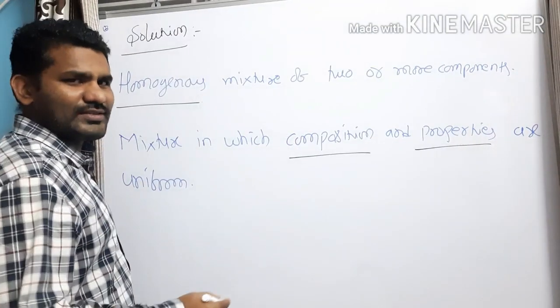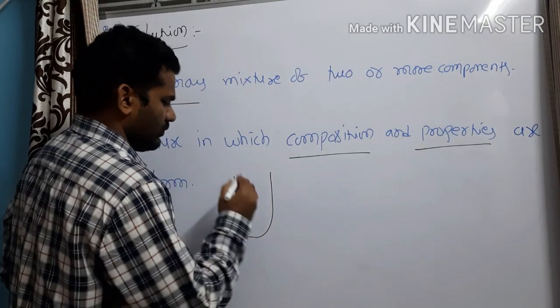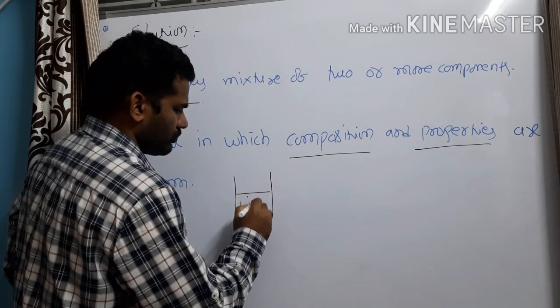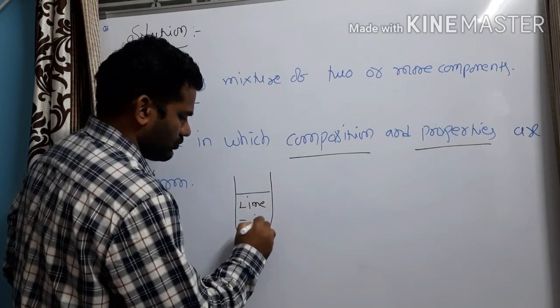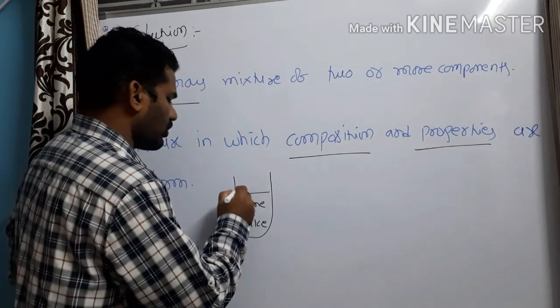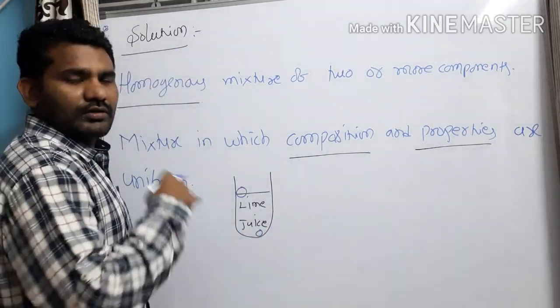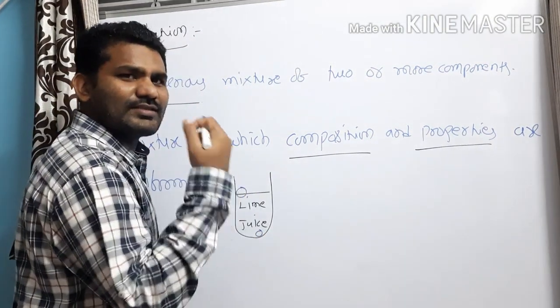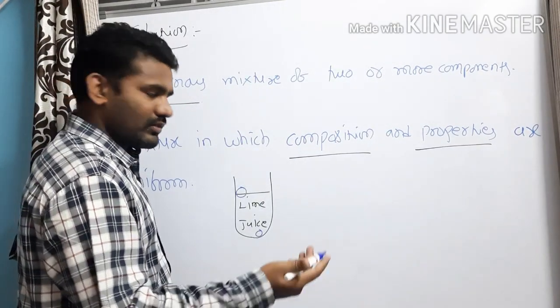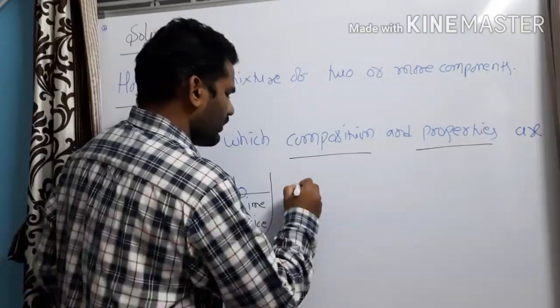Let us take the simple example so that we can understand better. Suppose you have taken a lime juice. If you sip lime juice from the top or if you sip the lime juice from the bottom, the taste remains same. So we can call lime juice as a homogeneous mixture.